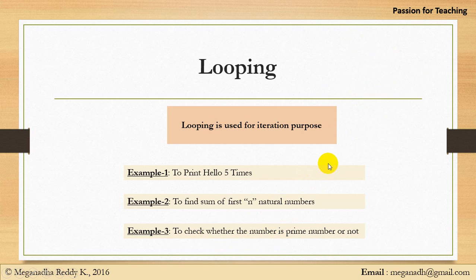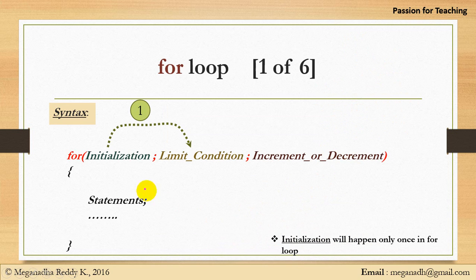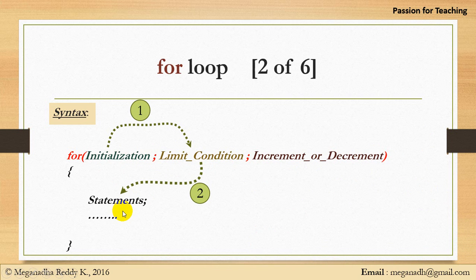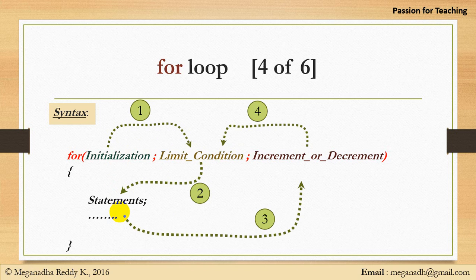Okay, so let's see the simple syntax for a for loop. This is the general syntax for a for loop: initialization, then the limiting condition, and increment or decrement. First initialization, and then it will check for the condition, and then it will go inside the statements. Remember, initialization in a for loop will happen only once. Remember this flow: first initialization, then check for the condition, then the statements, then it comes to increment or decrement, and once it increments, again it will check for the condition.